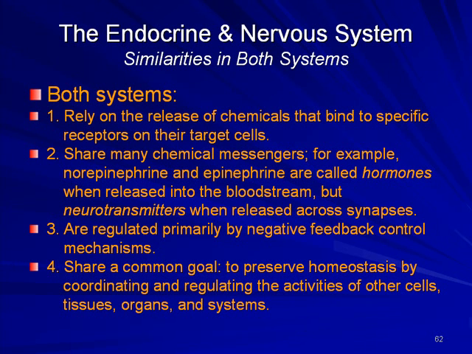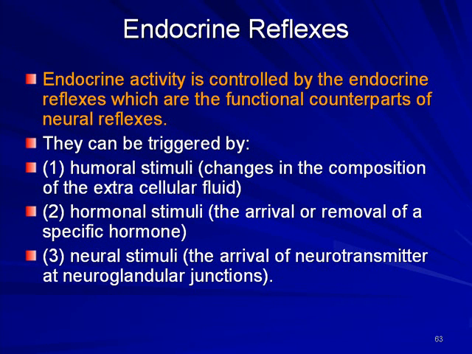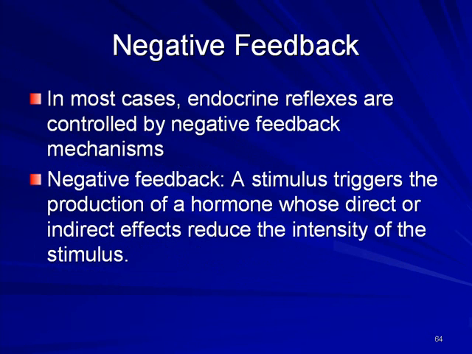We also see they're regulated primarily by a negative feedback mechanism. Remember, negative feedback is a form of homeostasis. And then they share a common goal: preserve homeostasis by coordinating and regulating activity of cells, tissues, and organ systems. Endocrine activity is controlled by endocrine reflexes, which are functionally counterparts of the neural reflex. They can be triggered by hormonal stimuli or neural stimuli.